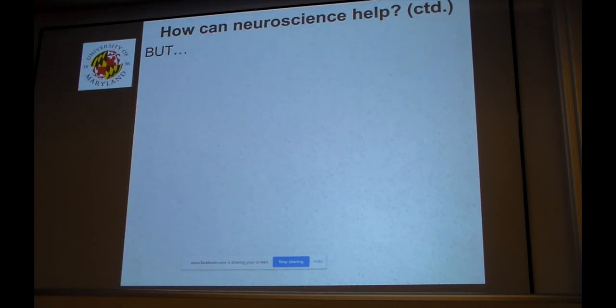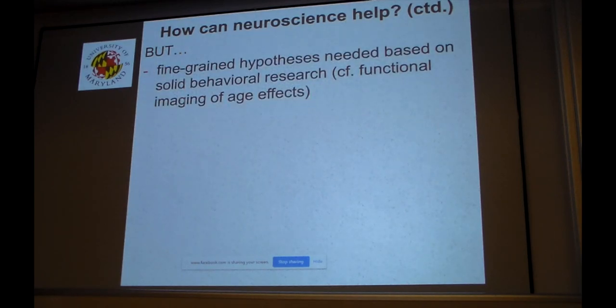But, of course, there's a but. Fine-grained hypotheses are needed that are based on solid behavioral research, because if you're looking at the brain not knowing at all what you're looking for, it's unlikely you will find much. Some of the earlier neuroscience research on SLA was really not informed even by existing behavioral research. And then sometimes people will say, well, we looked at the brains of young learners and we looked at the brains of older learners and we don't see a difference. Well, if you look at it that way, you're not likely to see a difference in your functional imaging.